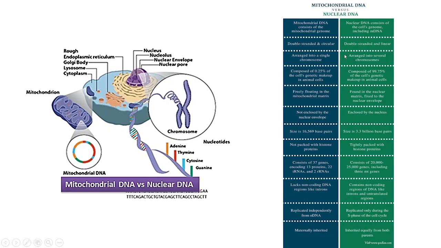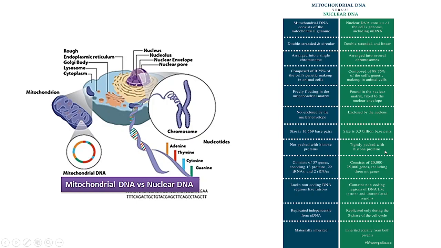The mitochondrial DNA is double-stranded but circular, but the nuclear DNA, as we know, is double-stranded linear. Mitochondrial DNA will be freely floating in the mitochondrial matrix, but nuclear DNA is found in the nuclear matrix, fixed to the nuclear envelope. During cell division, it forms condensed structures called chromosomes. Nuclear DNA is obviously surrounded by the nuclear envelope. It's tightly packed with histone proteins.